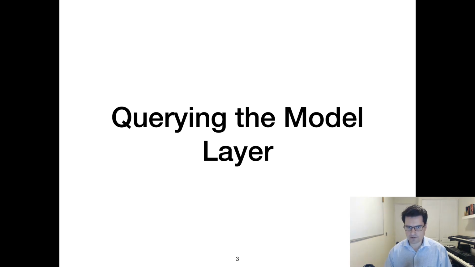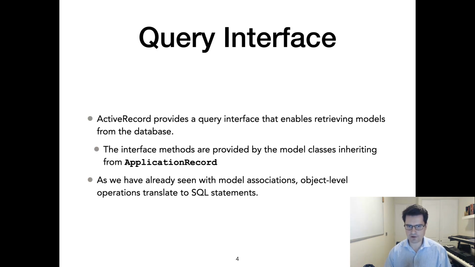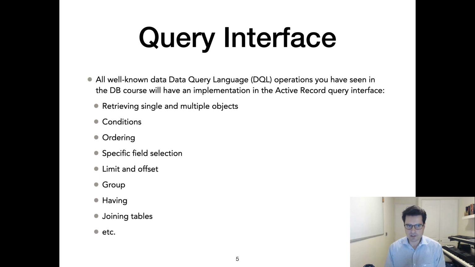So, alright, to get started, ActiveRecord provides a query interface that enables retrieving models from the database. The interface methods are available to any model class that inherits from ApplicationRecord. Many of the possible queries quite resemble what you already know from SQL. So there are queries that allow you to retrieve single and multiple objects. There are conditionals, commonly used in where clauses in SQL. You also use them here.